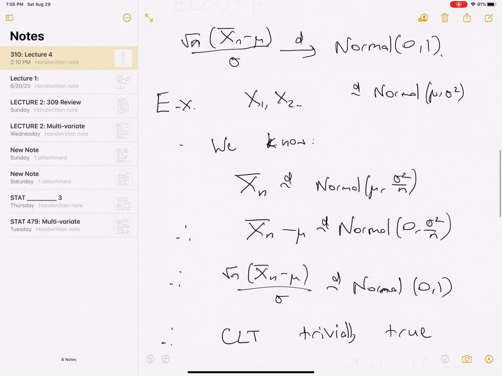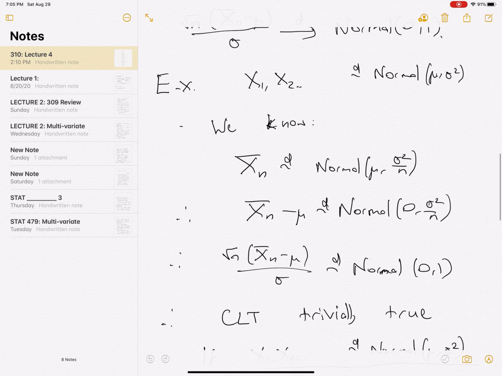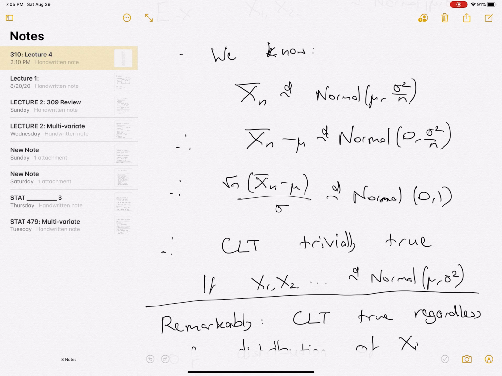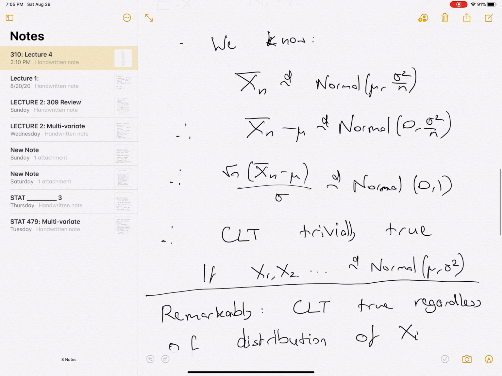The other thing we know is that if you subtract off the mean, you still stay normal, because that's again just a linear transformation of the normal, but the mean then becomes 0. And if you divide by the standard deviation, you just get the standard normal. The standard deviation here is sigma over square root of n, so if you divide by that, you get the expression we see in the central limit theorem: square root of n times X bar n minus mu, over sigma, converges to normal 0, 1.